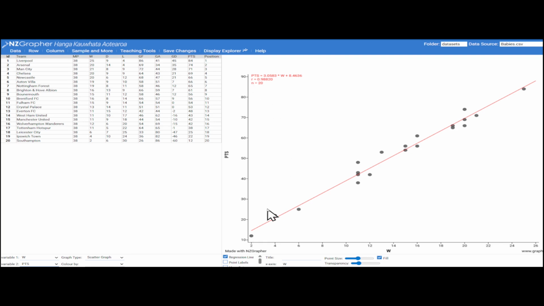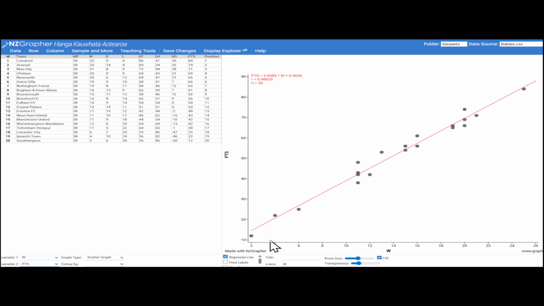N is 20, so there are 20 teams. So each of these dots is a team. It is quite a good feature. You can hover over one of the dots. So this dot is Tottenham, this dot is Fulham, this dot is Nottingham Forest and Aston Villa, and right at the top here, as per normal, is Liverpool. And you would expect that, wouldn't you? The team that wins the most games tends to get the most points. That would make sense. There's a direct correlation.